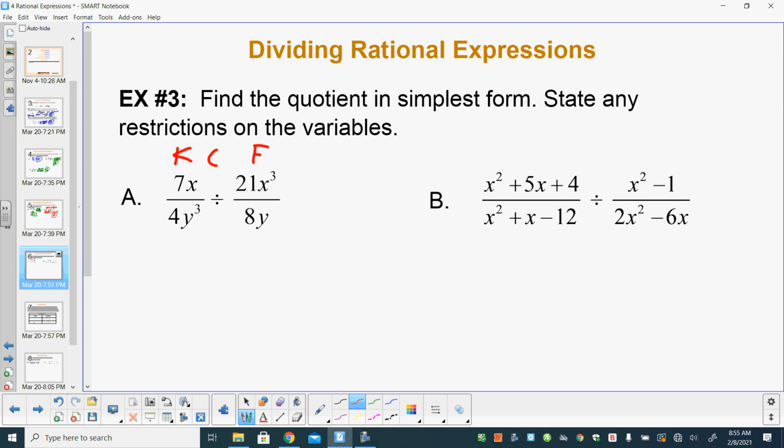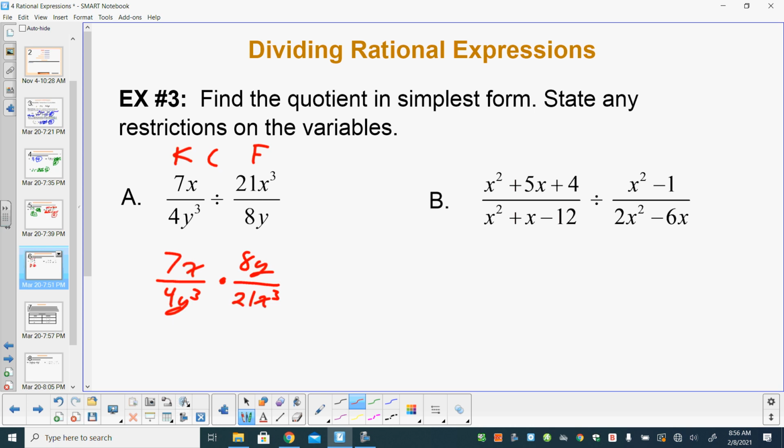So, keep, change, flip. You want to keep the first fraction as is. Change division to multiplication. Then flip the second fraction. So somewhere in second grade, you're supposed to learn this.